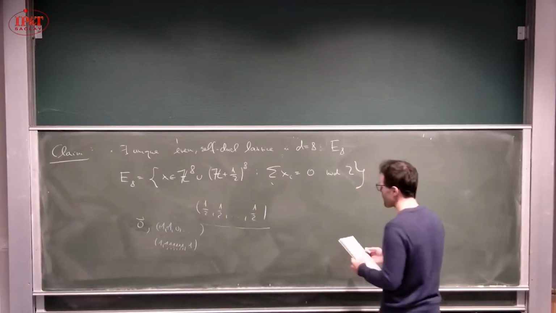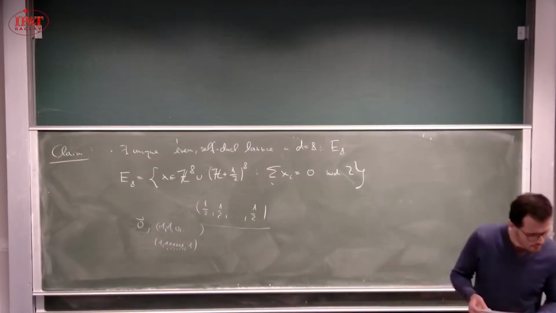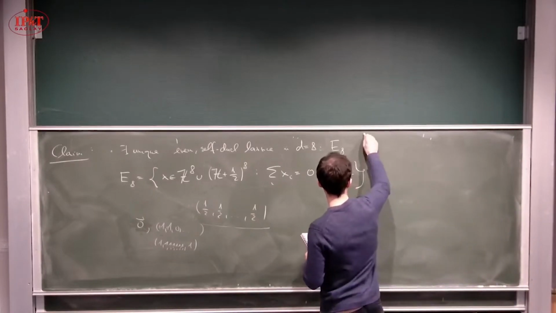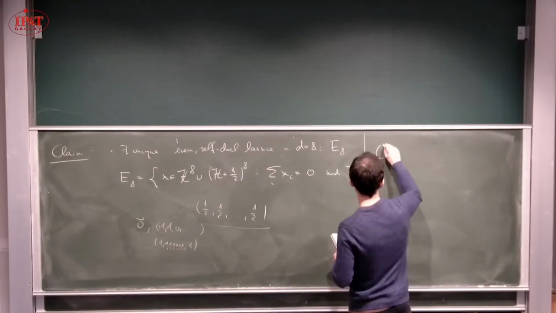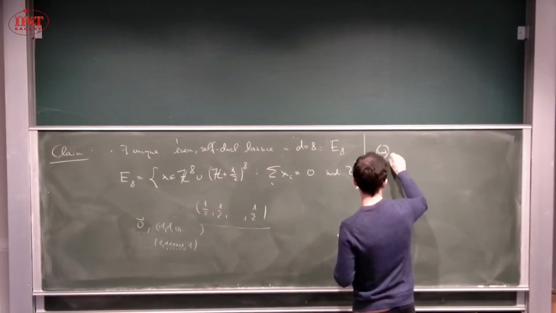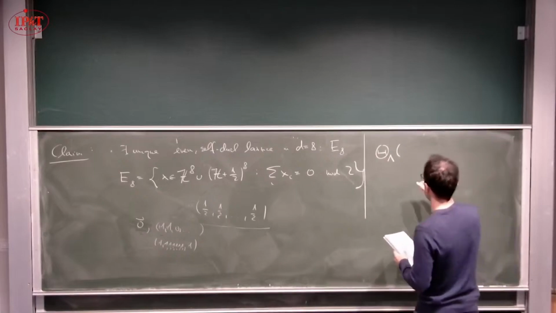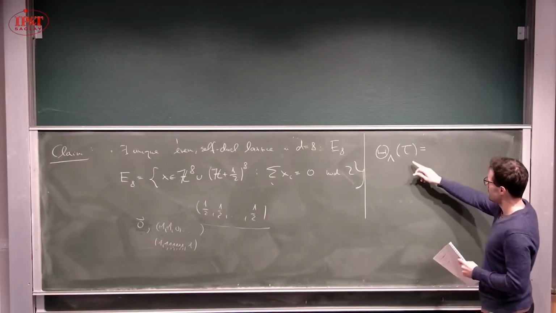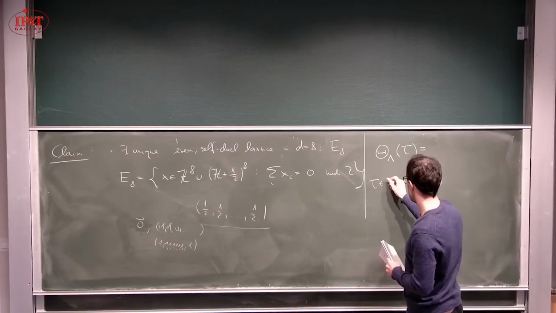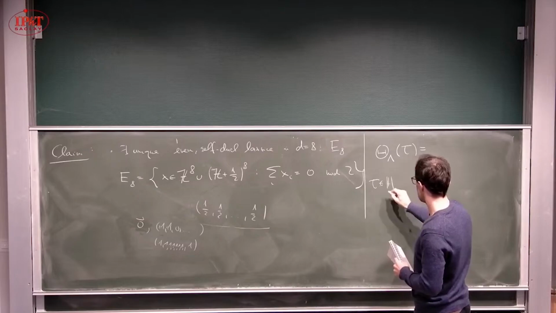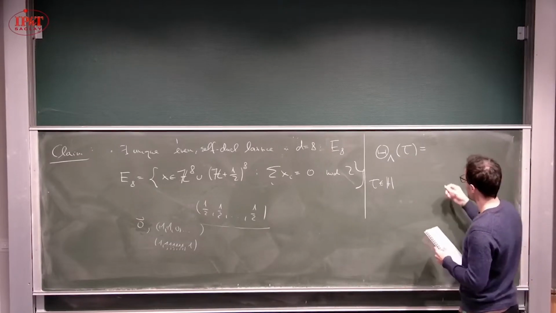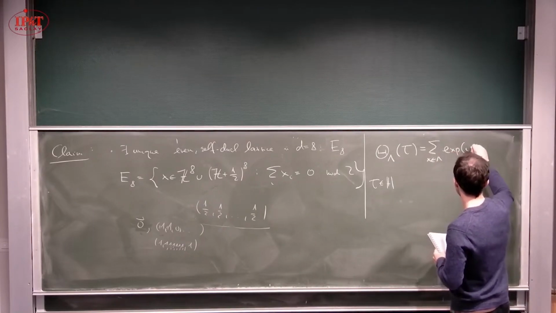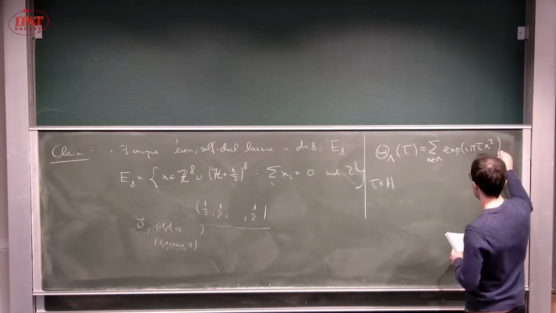Some more comments about the lattice. So a useful quantity is the theta function. In general, you can define the theta function of a lattice. It's some function in the upper half plane, denoted as h, and it's defined as the sum over the lattice vectors of e to the i pi tau x squared.